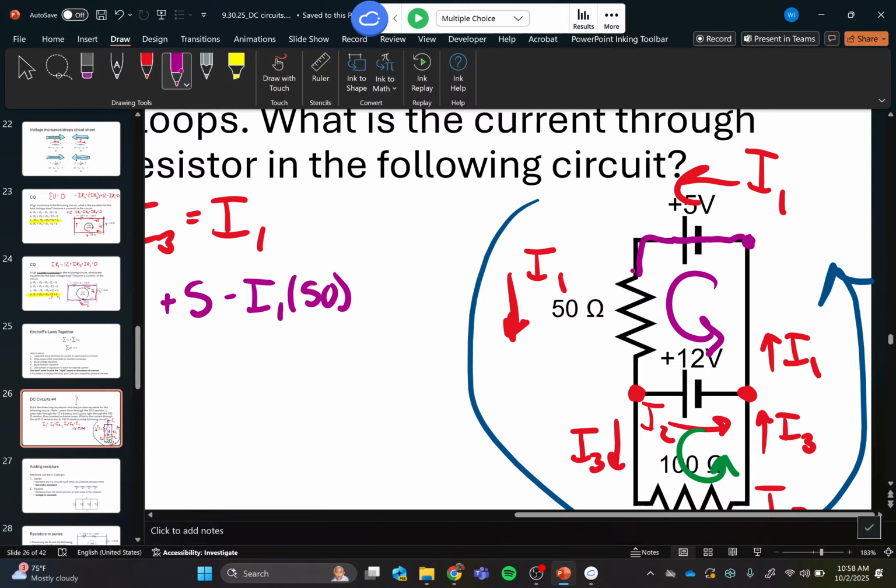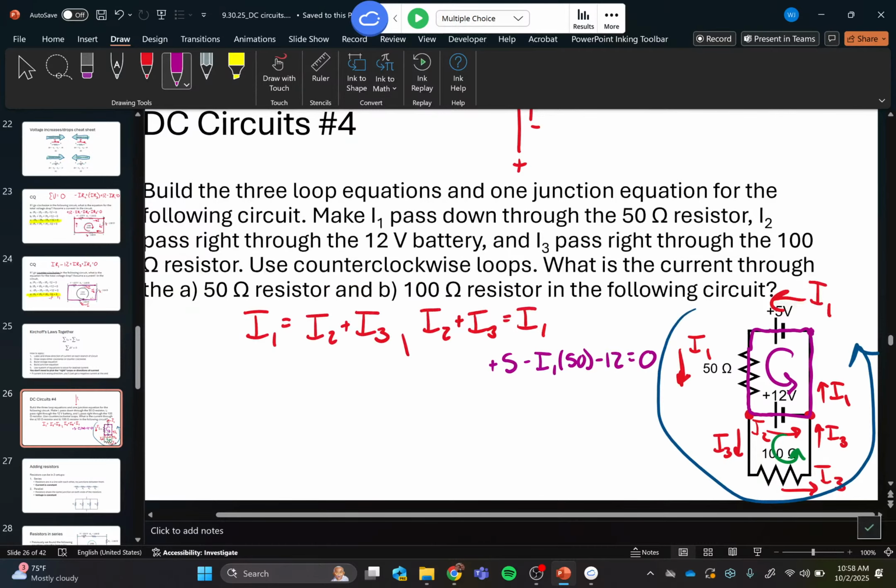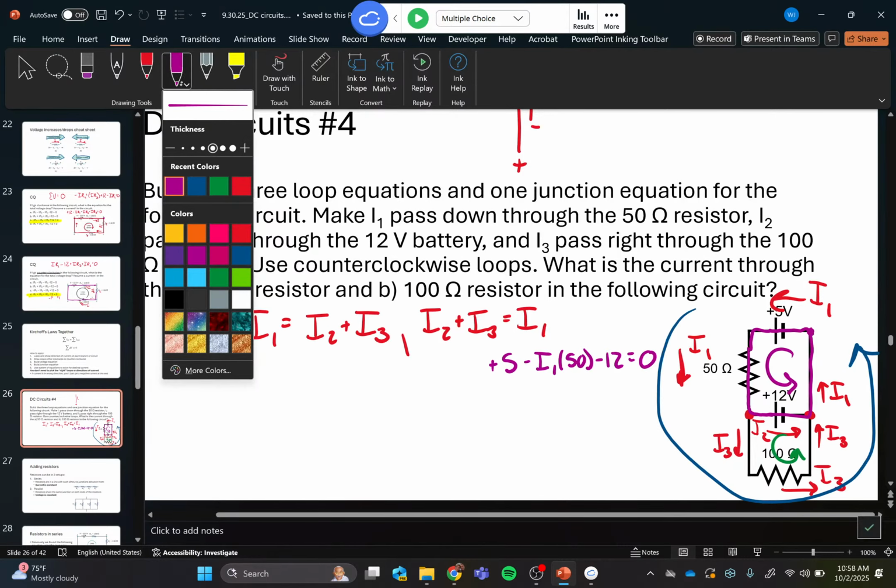Then I keep going, keep making my loop. I hit the 12 volt battery, high end to low end. That means I'm going to go down because it's positive on this end, negative on this end. Then I keep walking and I end where I started and boom, done. That's the loop rule for that. All right, now the next ones I'm just going to write quickly.